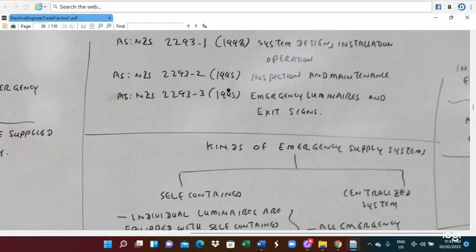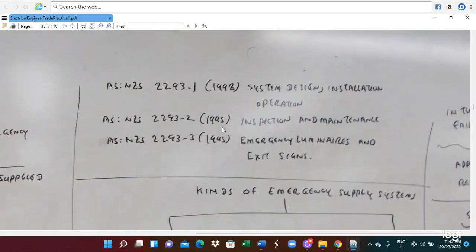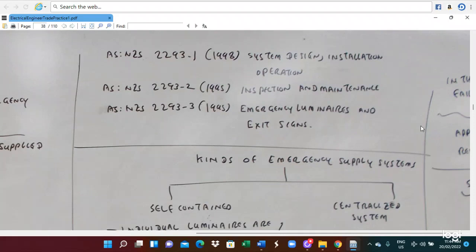Then there are the appropriate Australian standards for the emergency lighting system. AS 2293.1 1998 edition covers system design, installation and operation. AS 2293.2 1995 covers inspection and maintenance. AS 2293.3 1995 covers emergency luminaires and exit signs. Those are the Australian standards provided for the emergency lighting system.